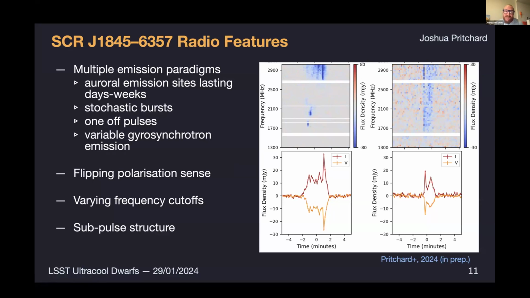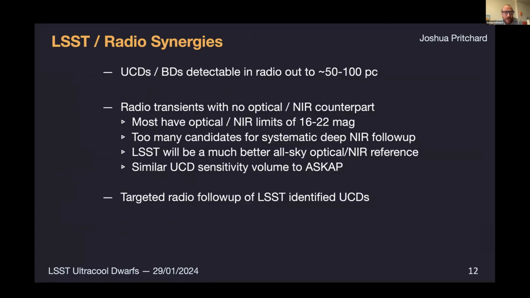We're still investigating this a little further and trying to use these observations to model some of the intrinsic parameters of the magnetosphere. But after talking a little bit about what we've been able to do so far, I wanted to just touch on what we might be able to do together with LSST. We are able at the moment to detect ultracool dwarfs and brown dwarfs out to a distance of about 50 to 100 parsec, depending upon the luminosity of the object. They vary a fair bit in luminosity, but this is the range that we're capable of detecting them at the moment.